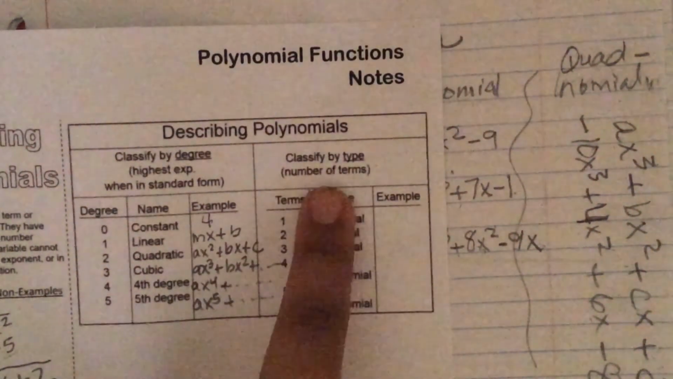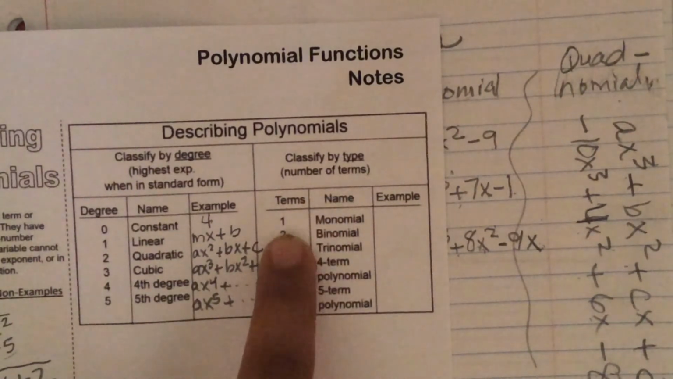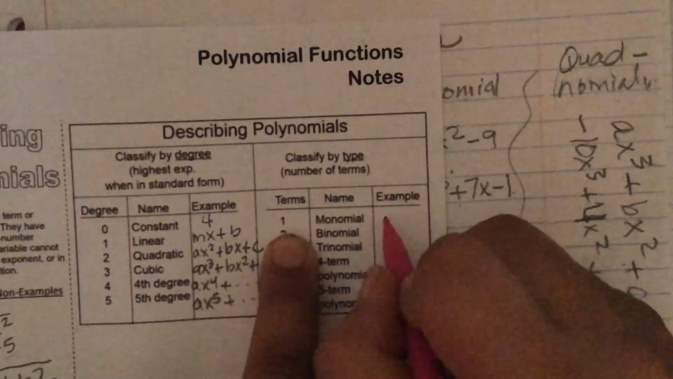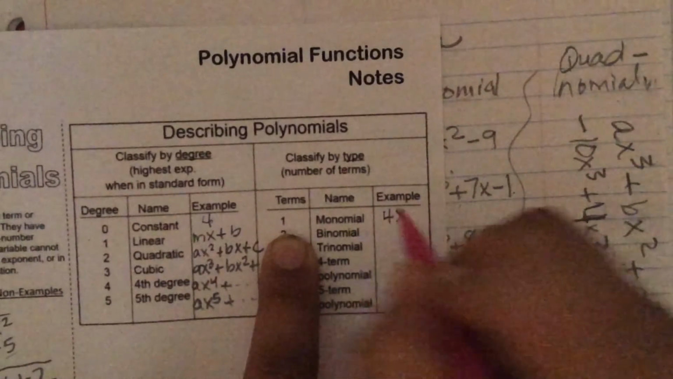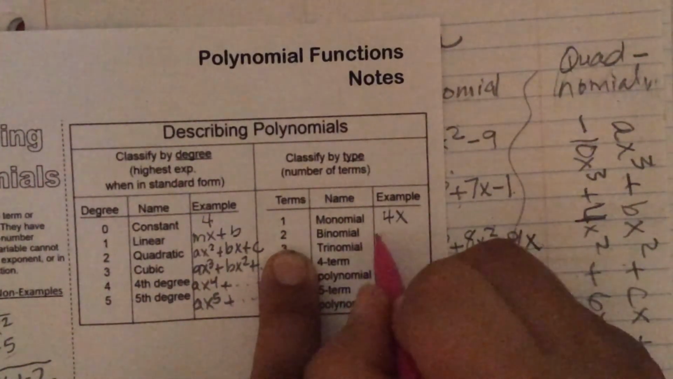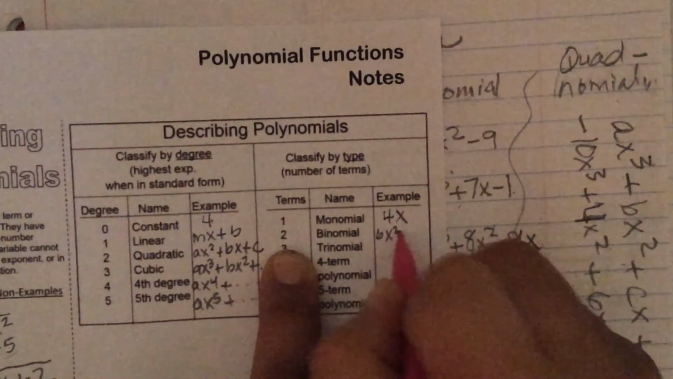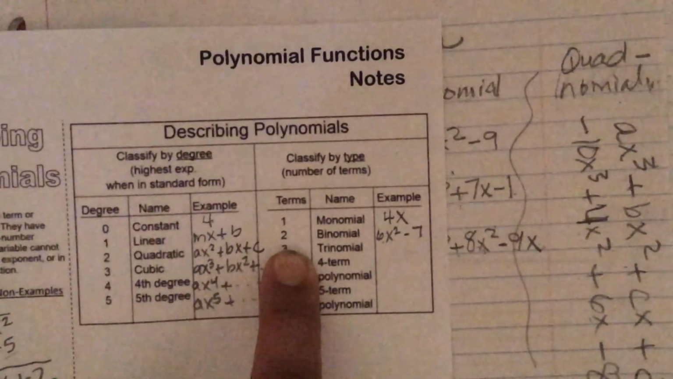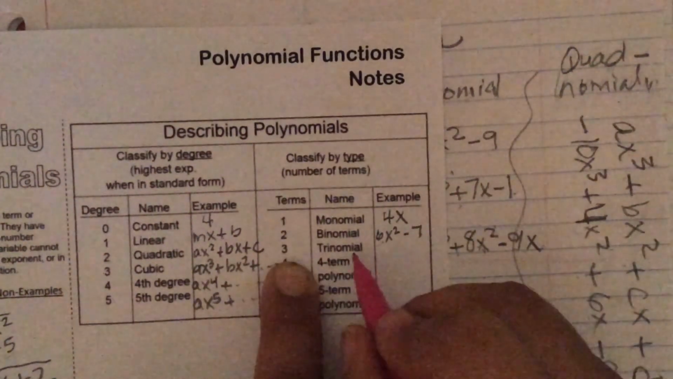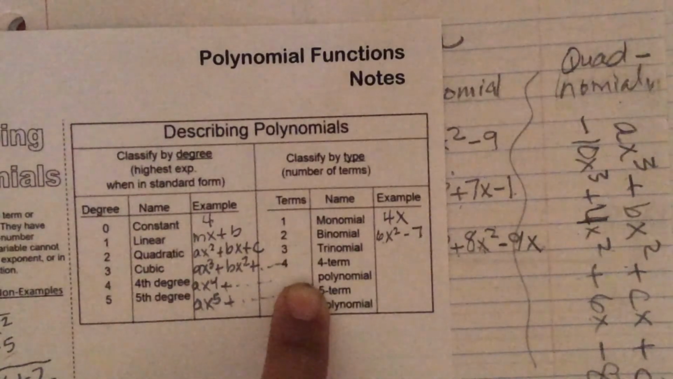Okay, classify by type, number of terms. So if you have one term, a monomial, you could have like 4x. That's a monomial. A binomial could be like 6x squared minus 7, two terms. A trinomial, well, you would have 3 terms, etc.